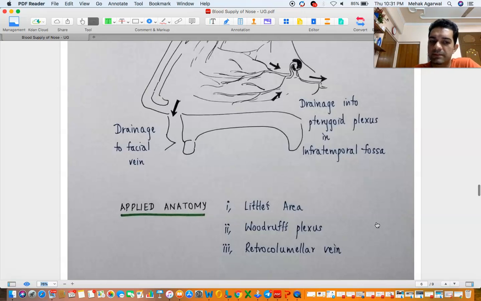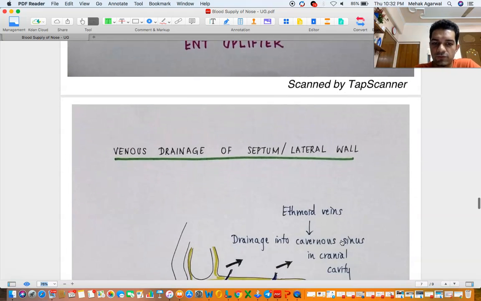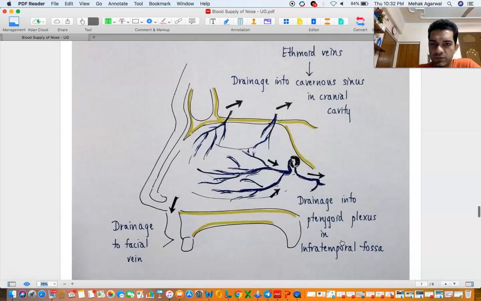And when you move towards applied anatomy, you need to know what is Little's area, what is Woodruff's plexus, and what is retrocolumnar vein. So again, the same picture has been slightly beautified, like you put a little bit of yellow tinge to the bones wherever you see, and the blood vessels or the veins are colored in dark blue. The idea is to directly use a black pen to draw this thing. So for this you need some practice. Unless you practice, you won't be able to directly draw using a black pen, because if at all anything goes wrong, you'll have to cut the whole picture.